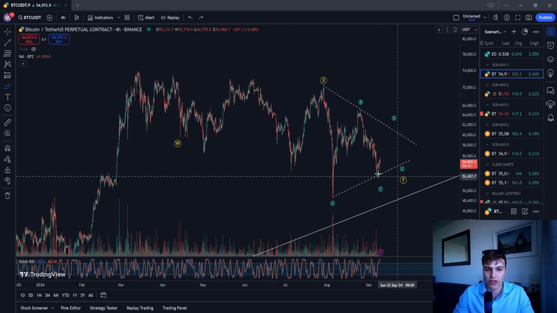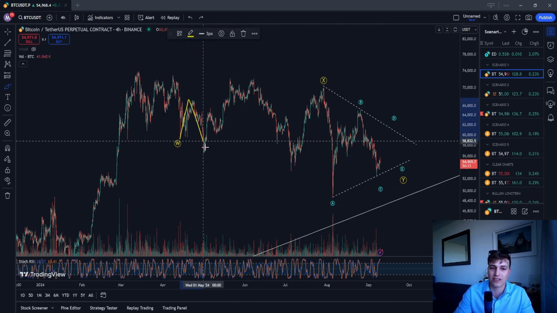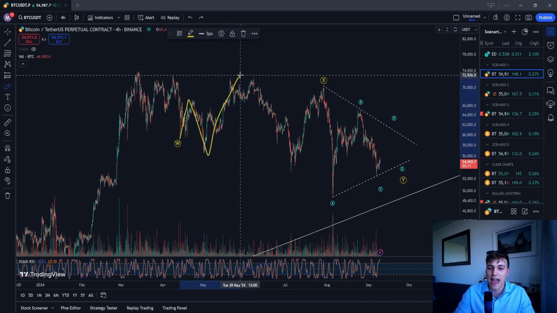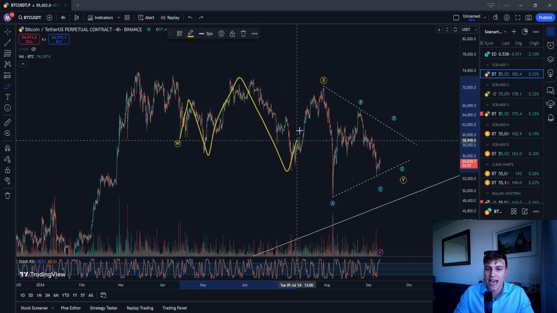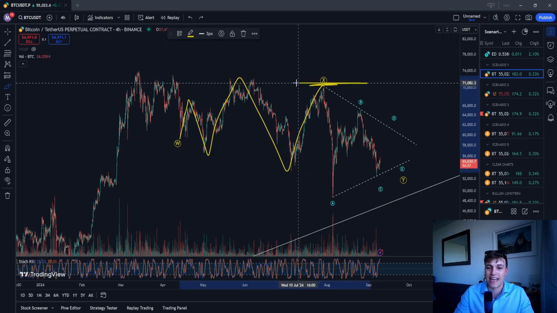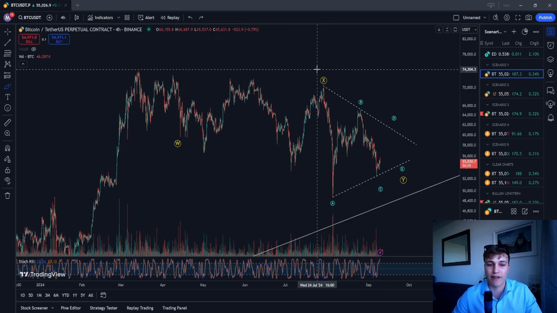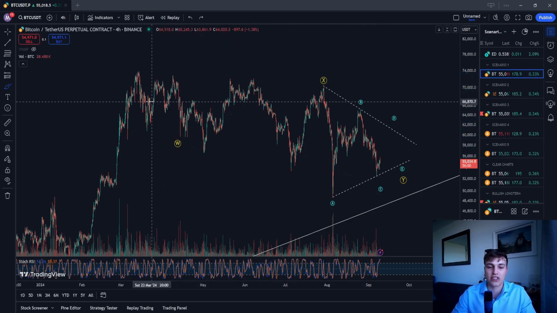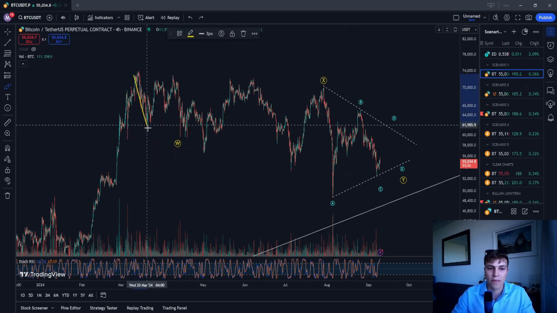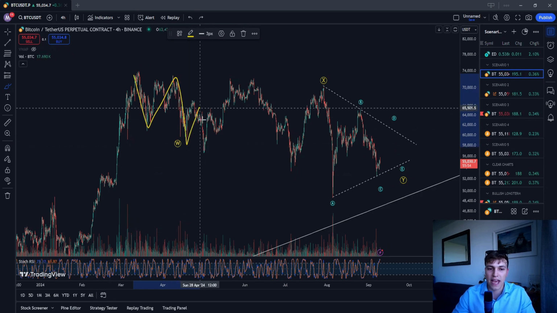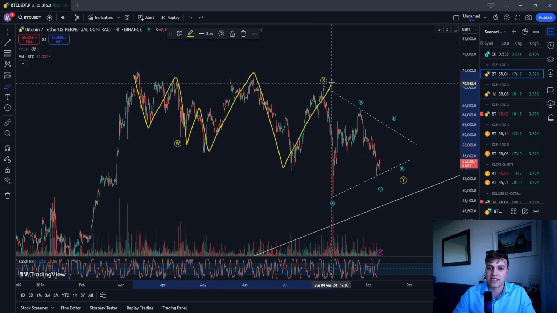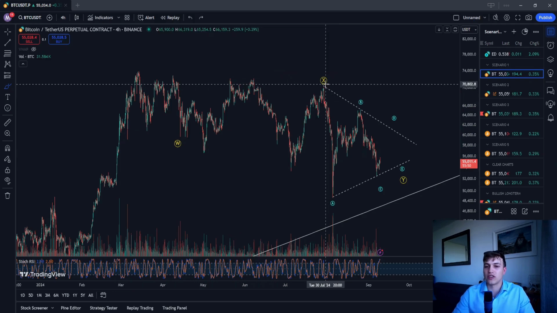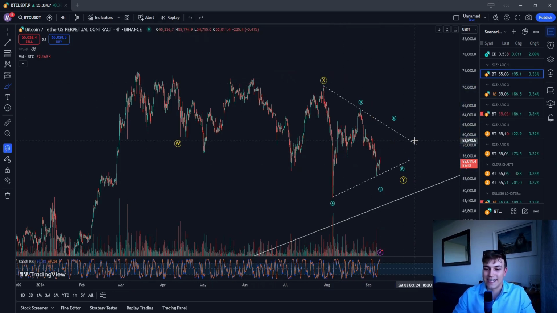WXY. Now this WXY has a flat structure in A, flat in B, and a C wave in a running flat in wave X. Very complex structure, but a WXY just means every structure is 3-wave patterns. So an ABC, ABC, and now we are seeing a triangle in the wave Y.